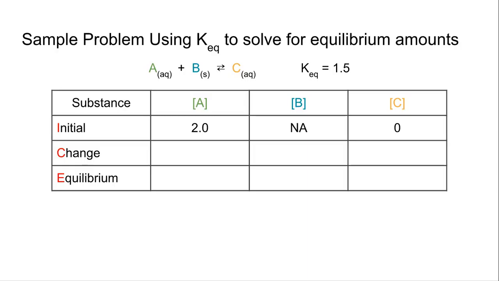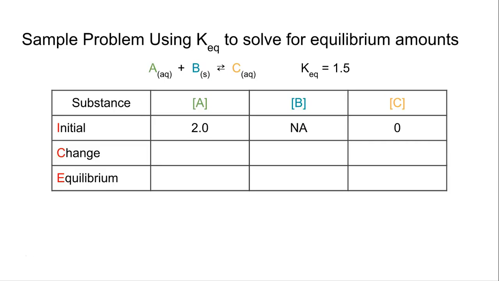A second problem we can do for calculating Keq, or using Keq in this case, is to solve for equilibrium amounts. So essentially what this problem is going to ask us is, what are the amounts of A, B, and C if we know the equilibrium constant to be 1.5 and we're given an initial amount of each thing. So let's look. The table is going to tell us how the problem's set up. We're going to start out with an initial amount of A of 2.0 molar.